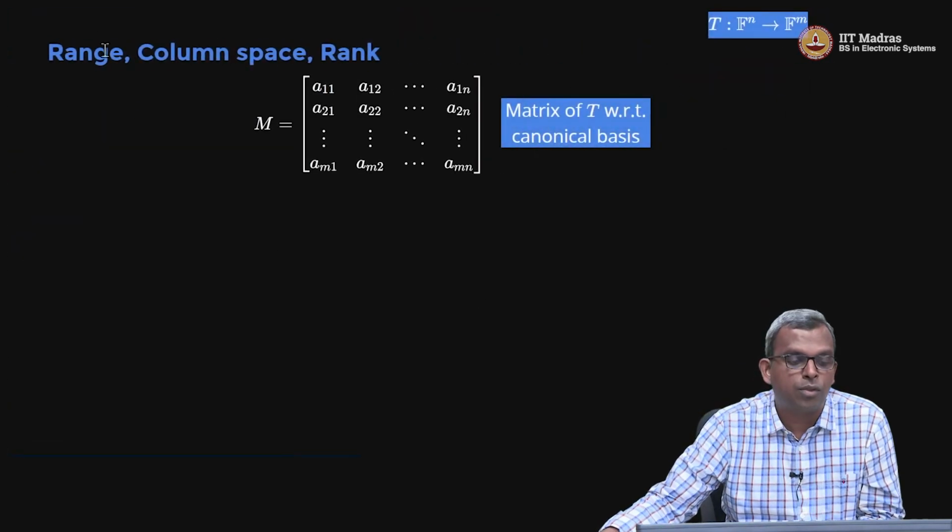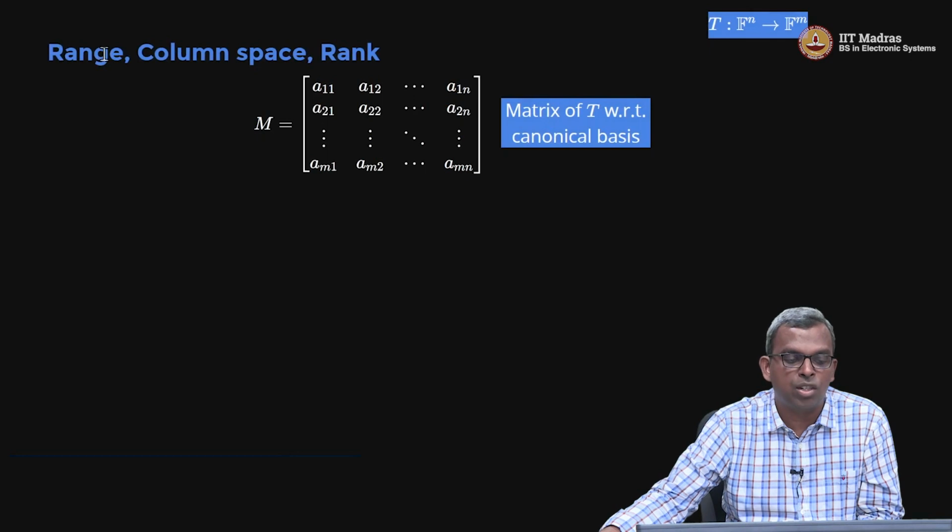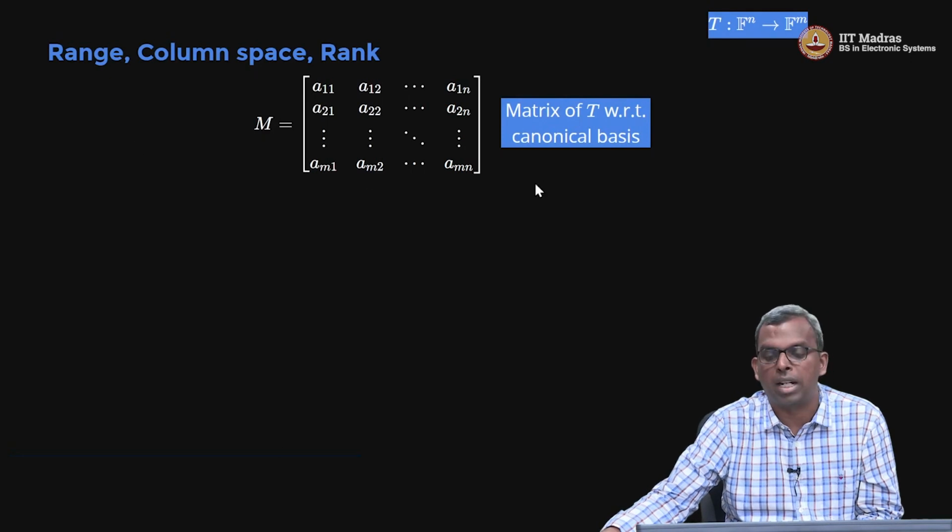First, we will start with range. Range is also called column space, and this notion of rank is also associated with the range. So, let us see all of that next.